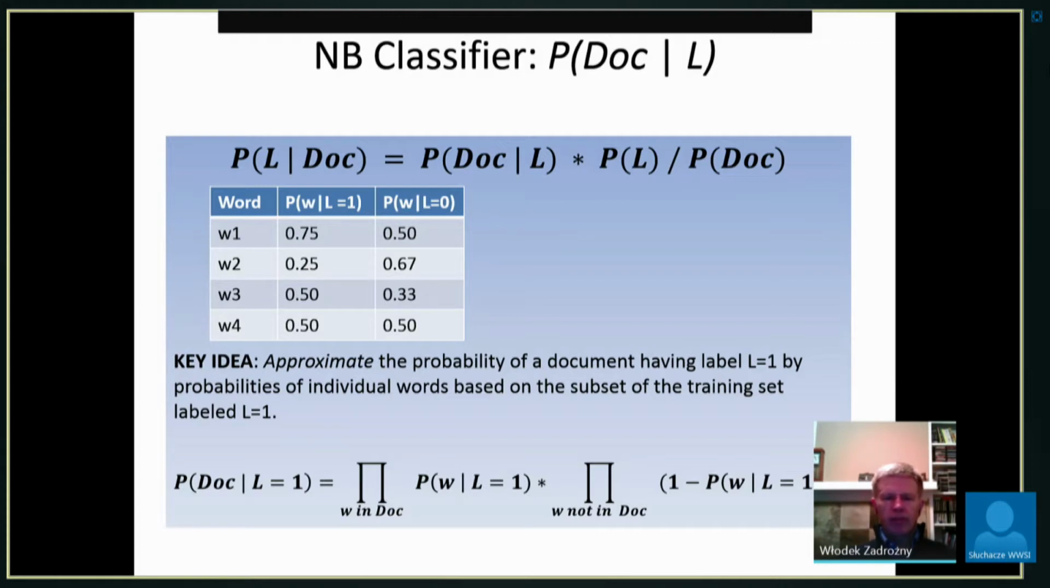So if the word is in the document, we take this probability of the word given label 1. And if the word is not in the document, we take the complement, so 1 minus the probability of the word given label 1. So we will see how this is done on a concrete example of a document.